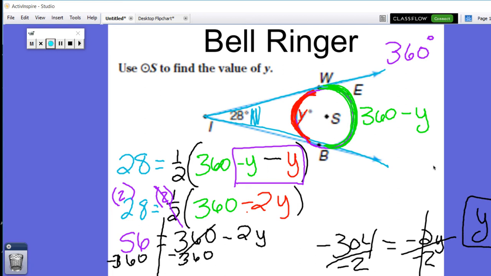So if you missed today, that's what you missed as the bell ringer. Some of the problems that you're going to see today, you guys are going to follow the same format. So please go ahead and save this, make sure you have it in your notebook.